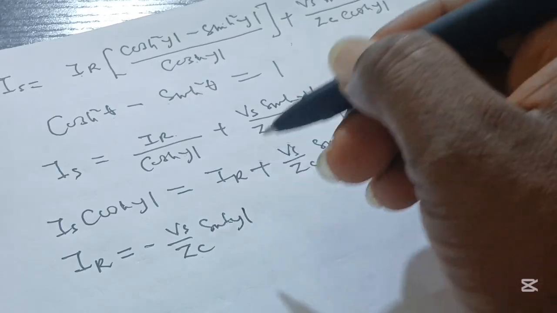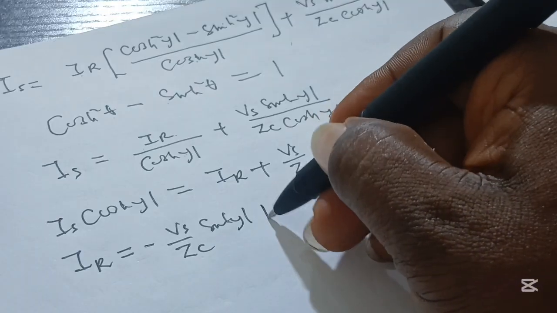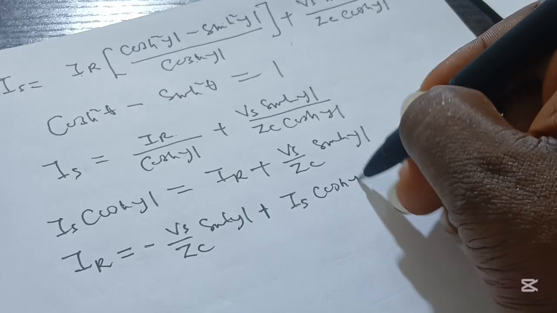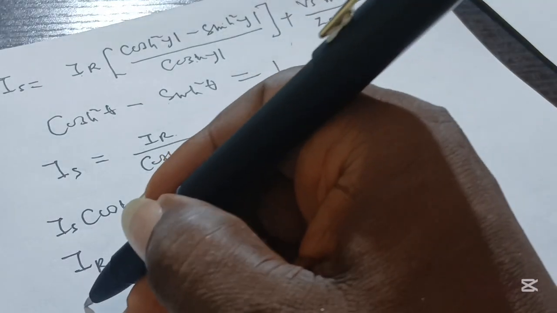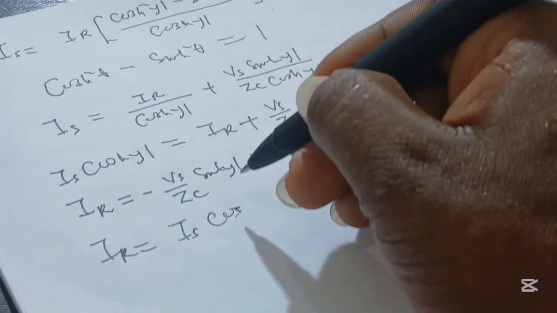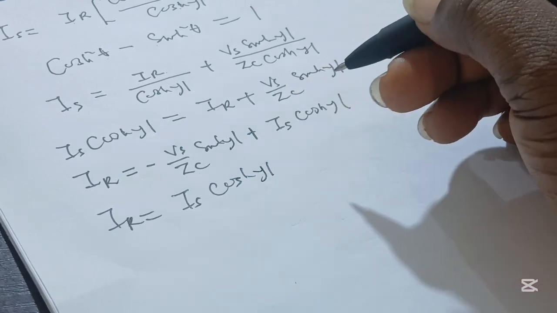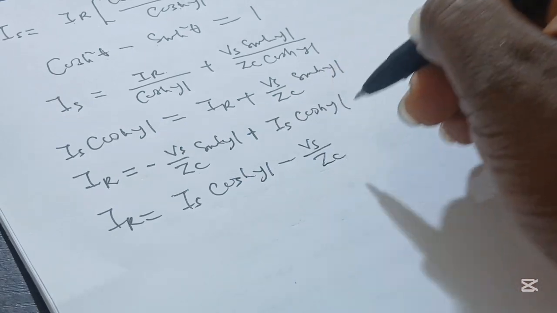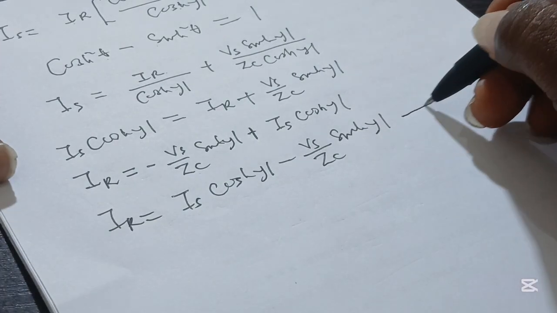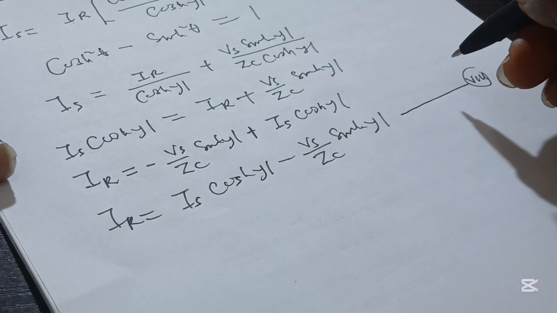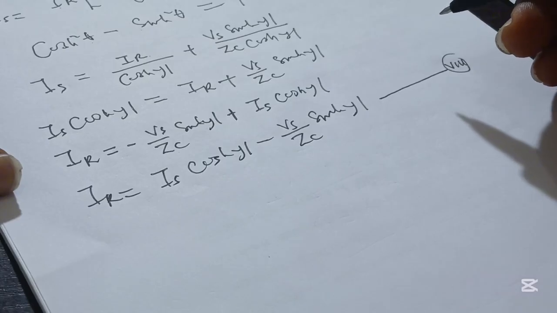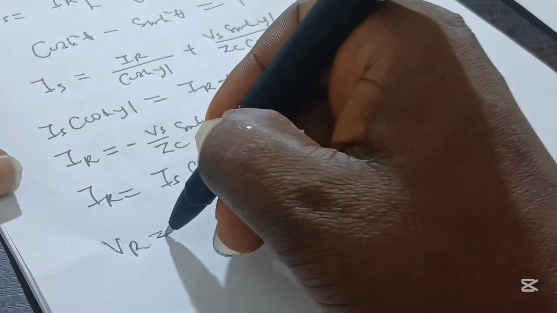(γl) plus IS cosh(γl), or you can write it preferably like IS cosh minus VS divided by ZC sinh(γl). We can call this equation one.